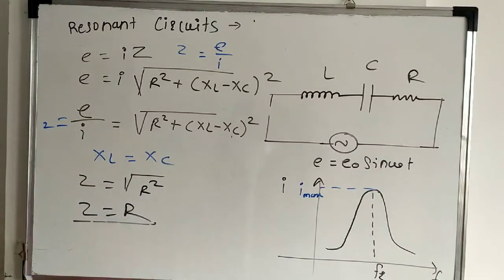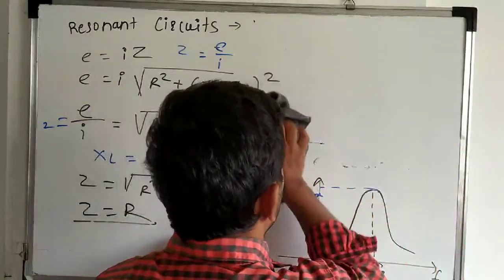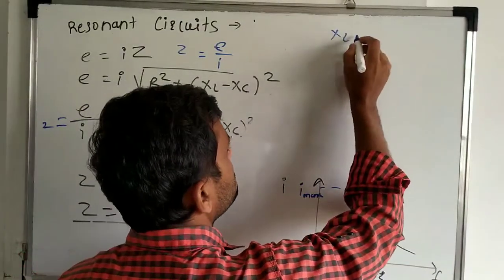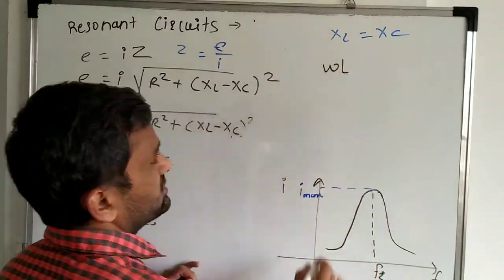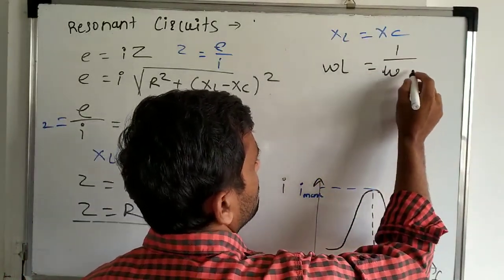Now we can derive the value of this resonant frequency from the given information. So what is the condition for the resonance? The condition for the resonance is XL is equal to XC. If you put in the values of inductive reactance and capacitive reactance, the value of XL is omega L and that of XC is 1 upon omega C.